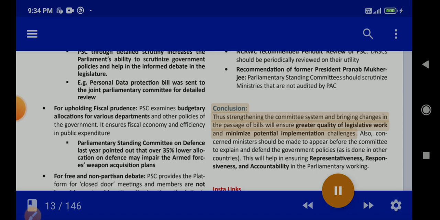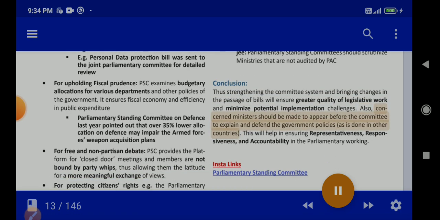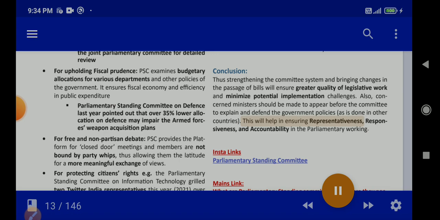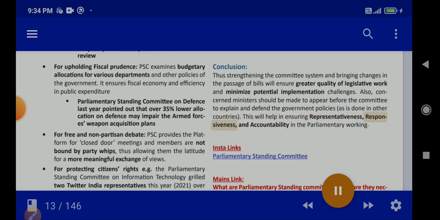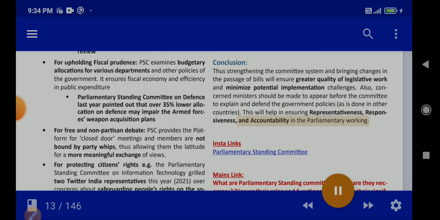Conclusion. Thus, strengthening the committee system and bringing changes in the passage of bills will ensure greater quality of legislative work and minimize potential implementation challenges. Also, concerned ministers should be made to appear before the committee to explain and defend the government policies, as is done in other countries. This will help in ensuring representativeness, responsiveness, and accountability in the parliamentary working.